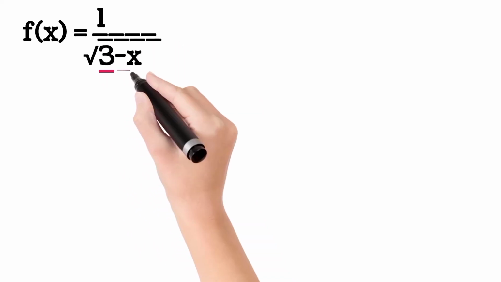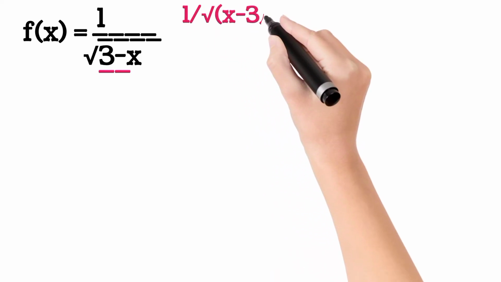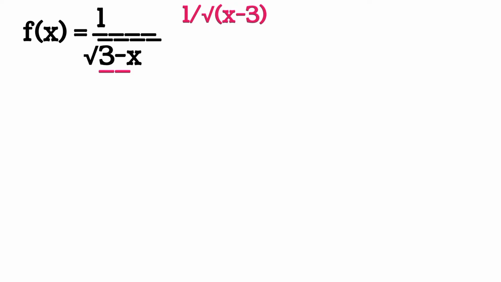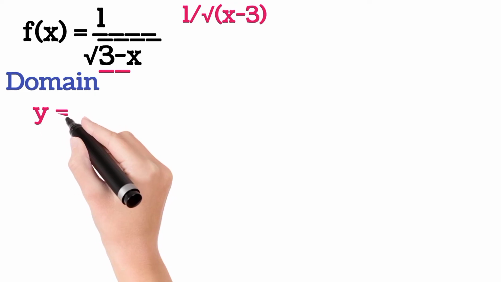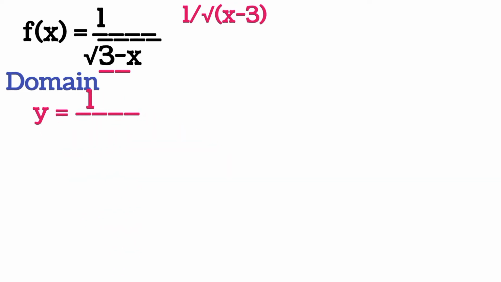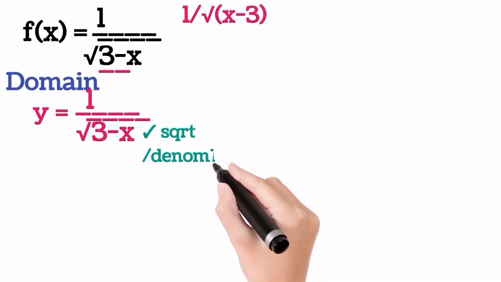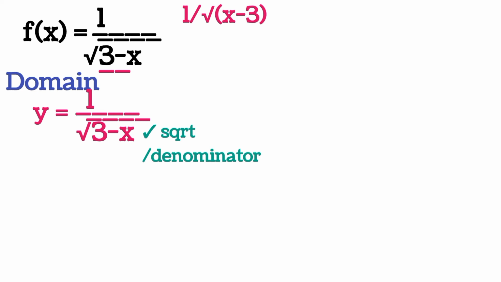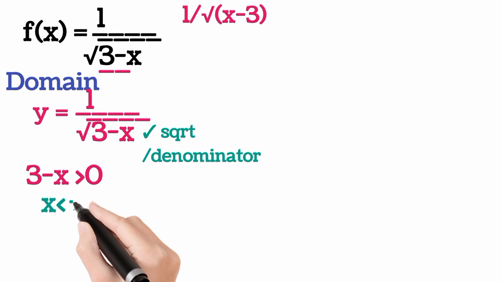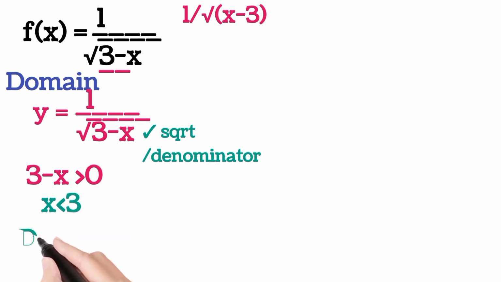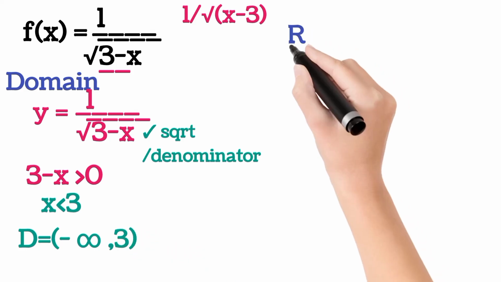Here we have 3 minus x in the denominator, but in the previous question we had x minus 3 in the denominator. So let's see the difference in both questions. So for the domain, we will write this as y is equal to 1 divided by square root of 3 minus x. Here we have a square root function and also in the denominator. So 3 minus x should be greater than 0. That is x should be less than 3. So the domain of this function will be (minus infinity, 3), where 3 is not included.